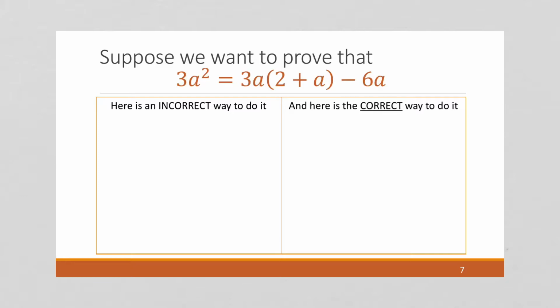If I want to prove this equality, the wrong way to do it, so do not do this, would be to do something like 3a squared equals 3a(2 plus a) minus 6a, and then try to simplify. So add 6a to both sides, so this becomes 3a squared plus 6a equals 3a(2 plus a). And then maybe we can simplify further.